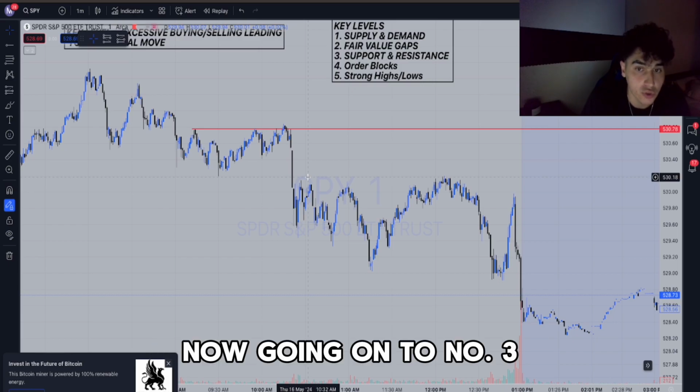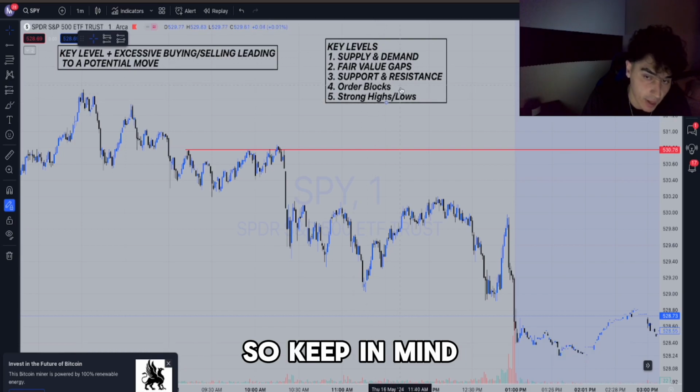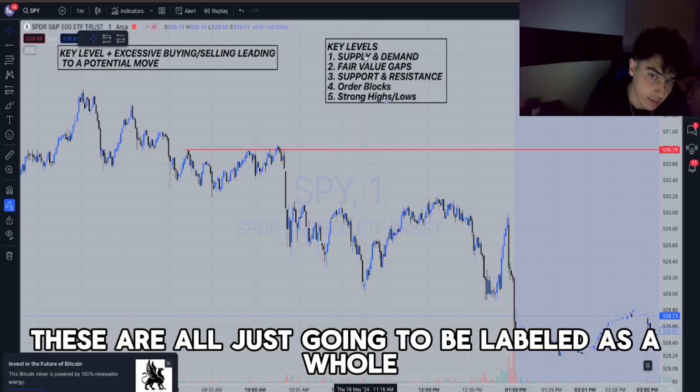Now, going on to number 3 is going to be support and resistance. So keep in mind, these are all just going to be labeled as a whole.